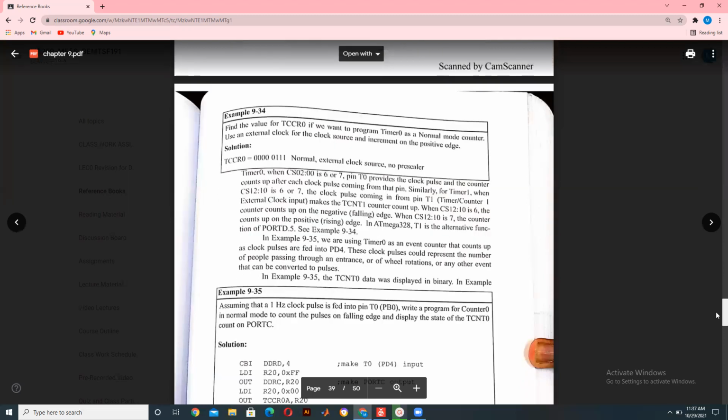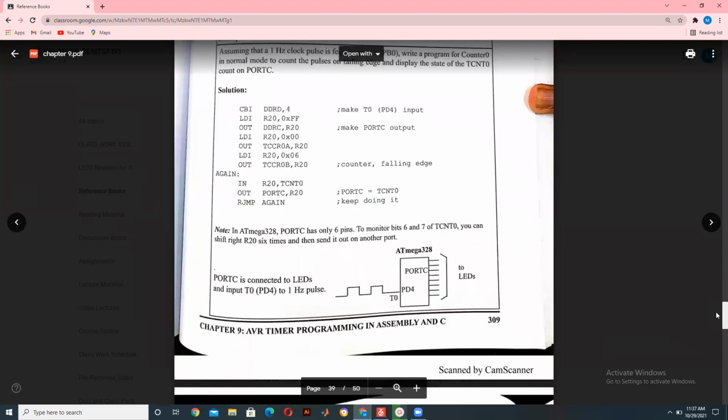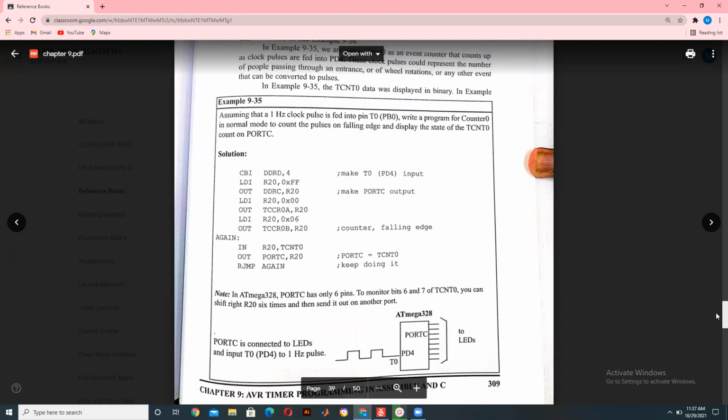Then we have the 35th example, assuming that the 1 hertz clock frequency is fed into pin T0, and write a program for counter zero in normal mode to count on a falling edge and display the state of TCNT0 on port C. So what we would be doing is, at first we would take a CBI DDRD, direction 4, so make T0 pin PD4 an input. It means pin 4 of port D would be made as T0.